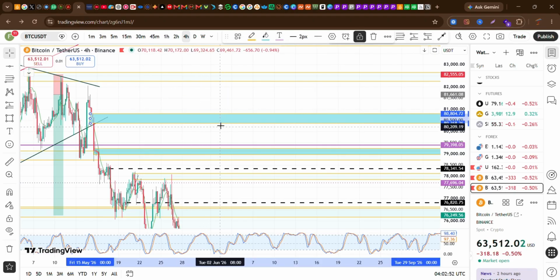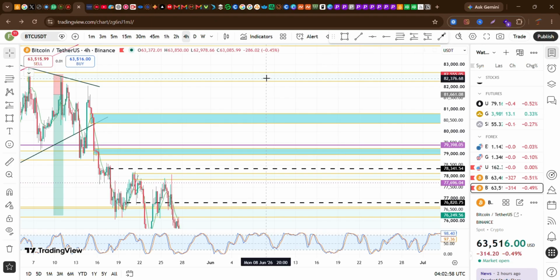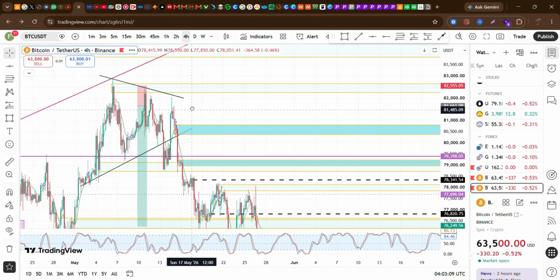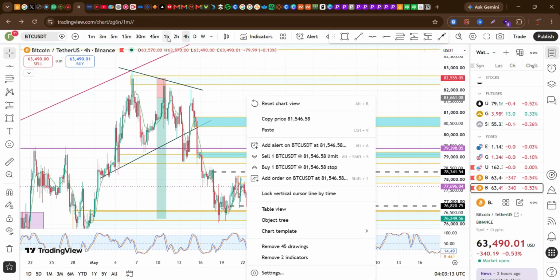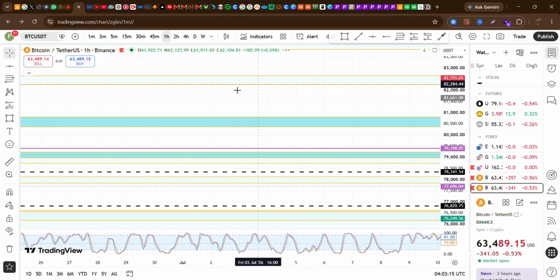I think this other block is on 1 hour, but I'm going to draw another one just to show you. So this is a typical example of what I'm saying. So I believe, let me check the 1 hour.